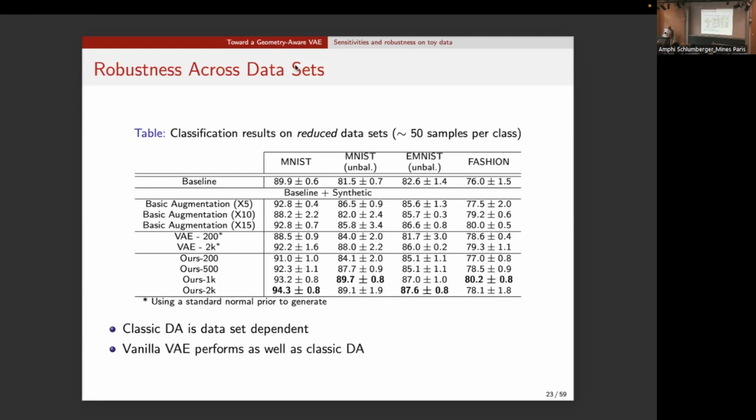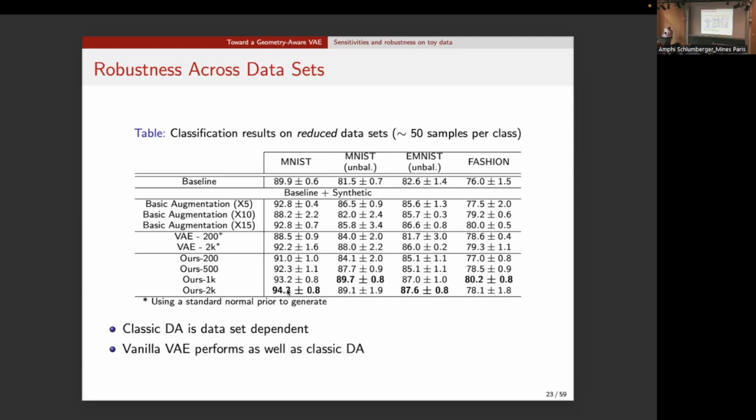So first, across data sets. So we use the classification on MNIST, of course, on EMNIST and Fashion MNIST with the baseline. So we have around 50 samples per class. The baseline is given here. And then when you augment the number of data, either by rotating, zooming, etc., or with standard VAE or with our method, then you end up with those scores. Okay, so you have the mean and standard deviation.